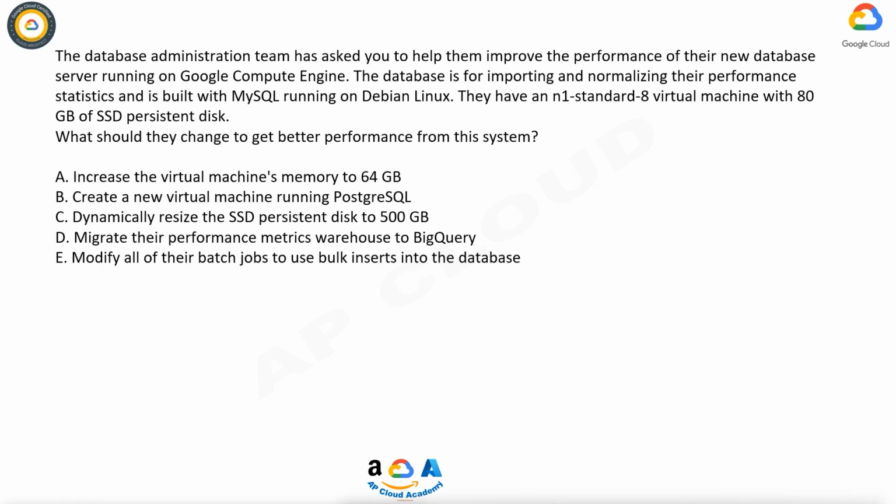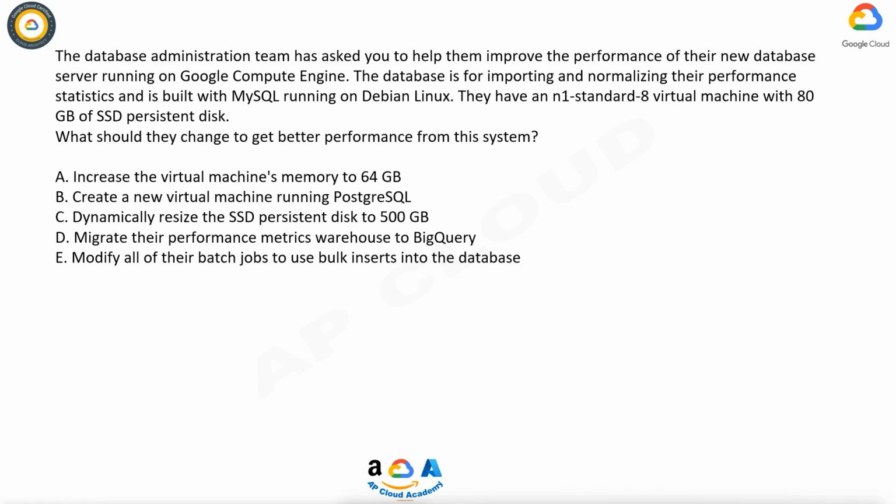The database administration team has asked you to help them improve the performance of their new database server running on Google Compute Engine. The database is for importing and normalizing their performance statistics and is built with MySQL running on Debian Linux. They have an N1 standard 8 virtual machine with 80 GB of SSD persistent disk. What should they change to get better performance from this system?